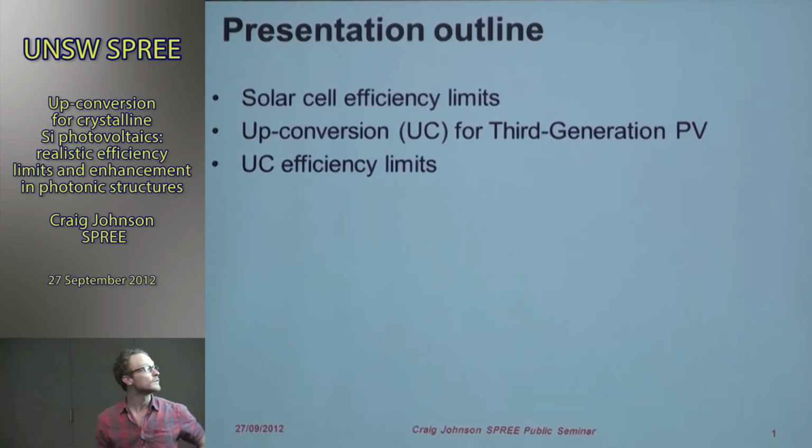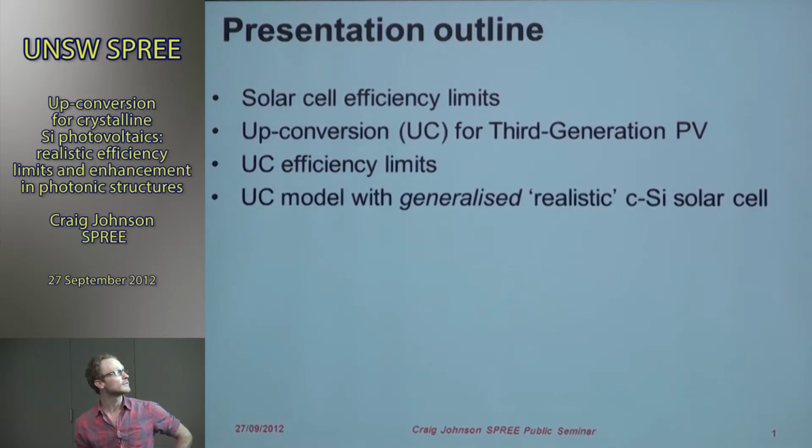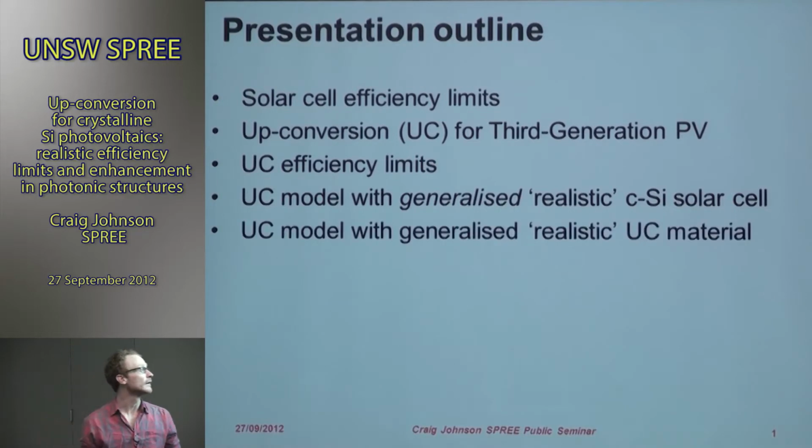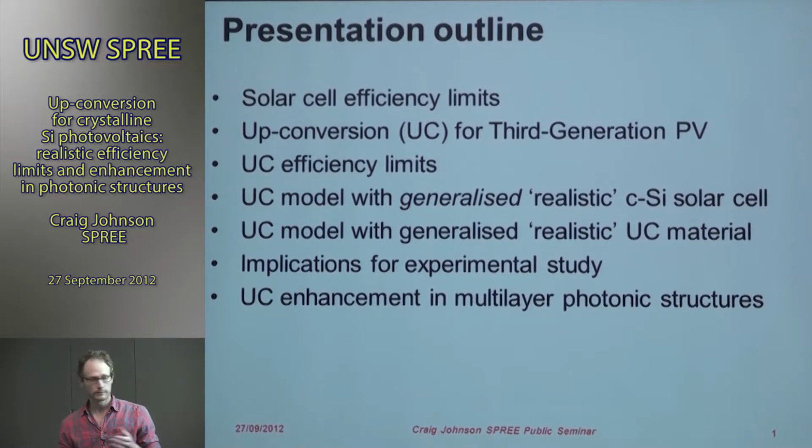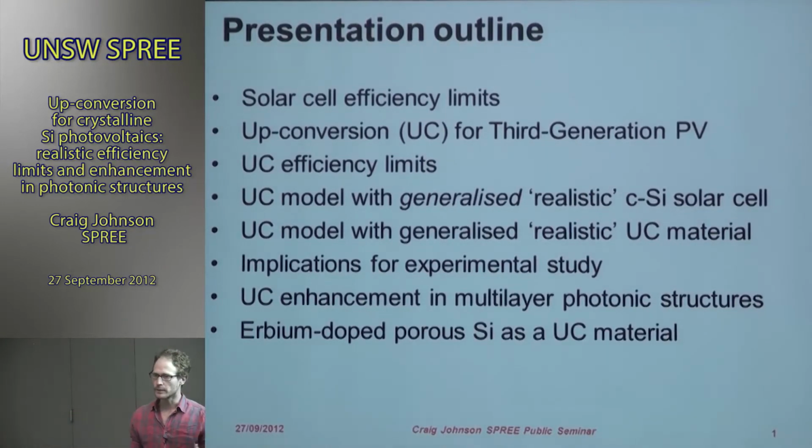We'll be talking about the limits of upconversion devices, and then extending the typical models to a more generalized, realistic version of a silicon solar cell coupled to an upconverting device. And then looking at a generalized, realistic upconverting material in addition to a realistic solar cell. I think these things have pretty significant implications for experimental study in this field, and I'm going to outline that. And then talk, hopefully briefly, about enhancing upconversion processes in multilayer photonic structures, and in particular in erbium-doped porous silicon.